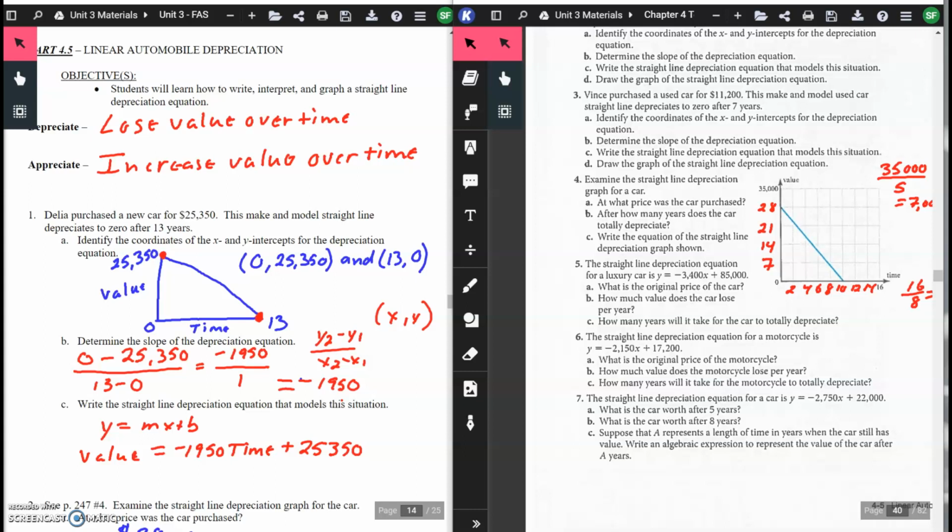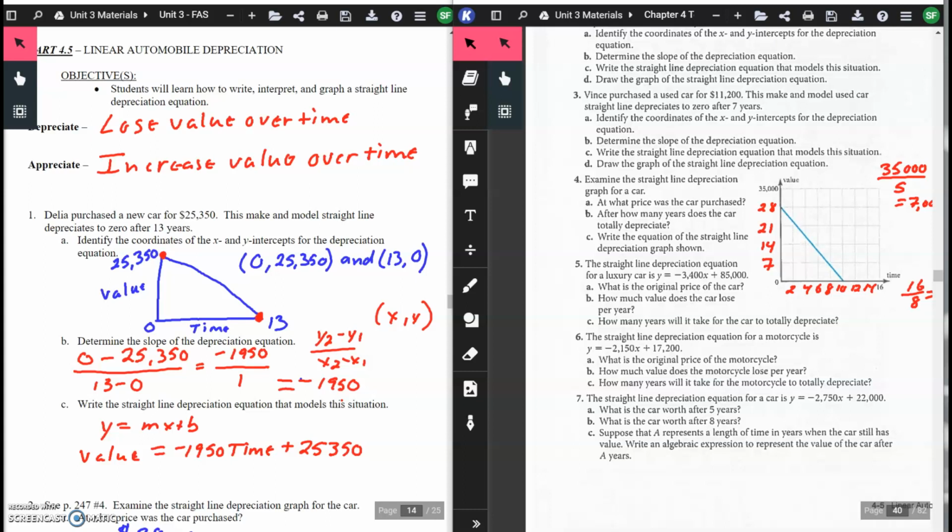All right, section 4.5 is on linear automobile depreciation. To depreciate is to lose value over time. To appreciate is to increase in value over time. So typically you hear, as soon as you drive your car off the lot, you've lost money. That is very typical of cars. The older they are, the more miles you get on them, the more they depreciate.